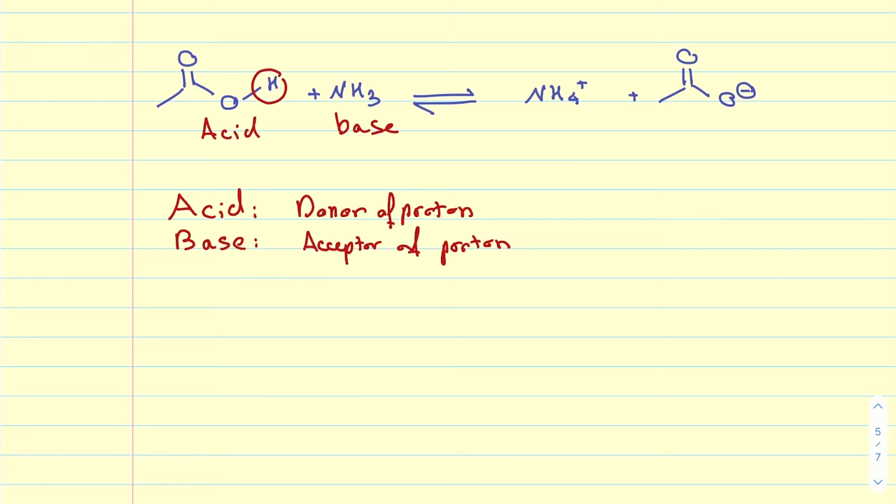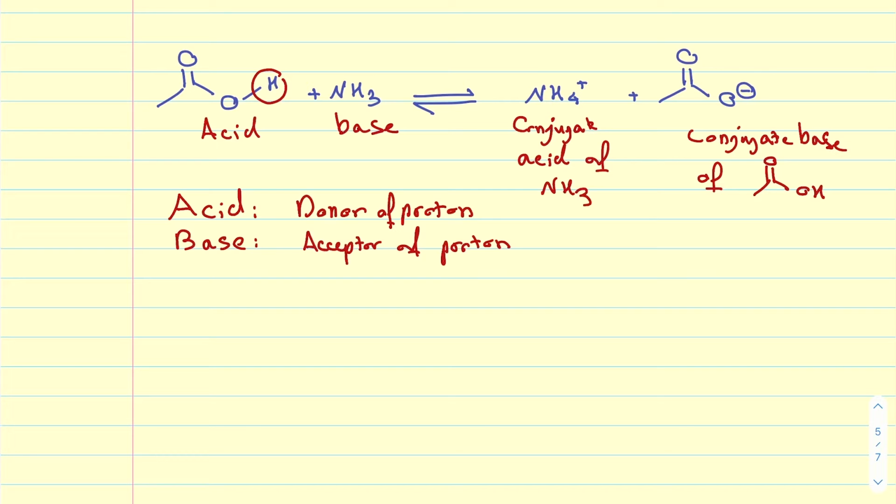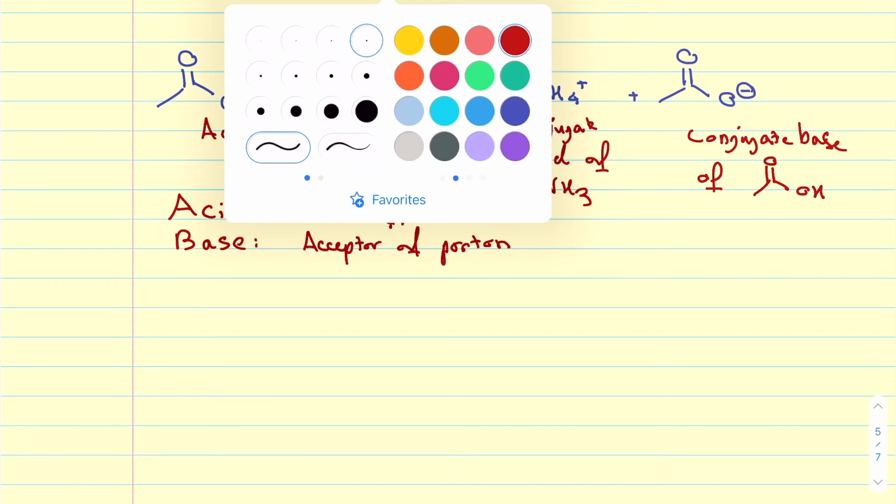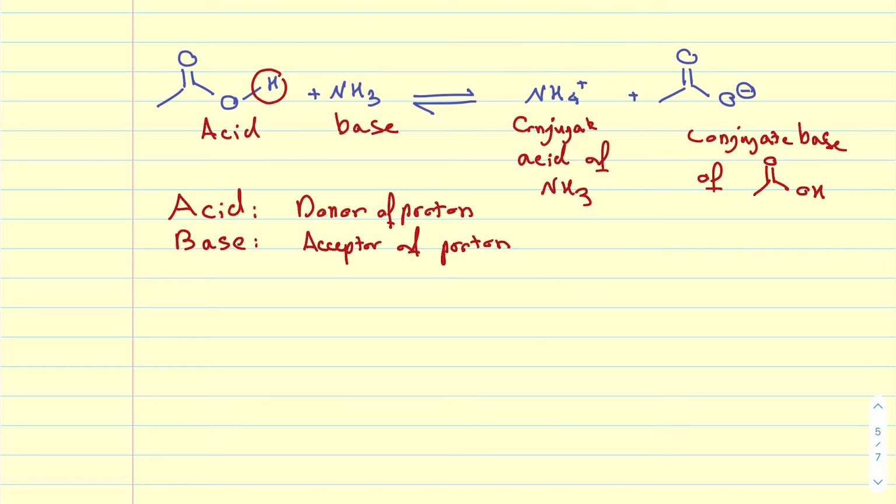That is why each acid is going to have a conjugate base, and each base is going to have a conjugate acid. Acetate we refer to as the conjugate base of acetic acid. Ammonium is the conjugate acid of NH3, ammonia. Alright, now how do I decide which direction this acid-base reaction favors?